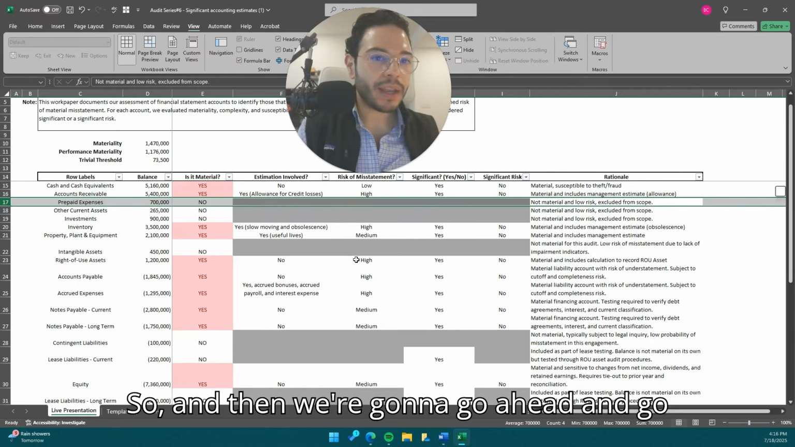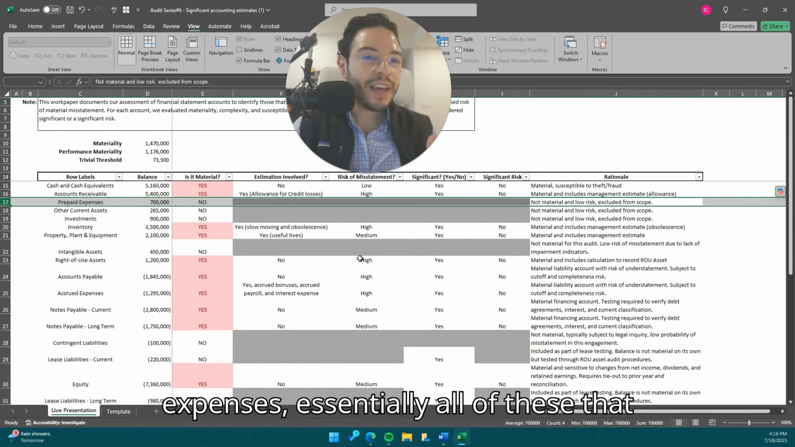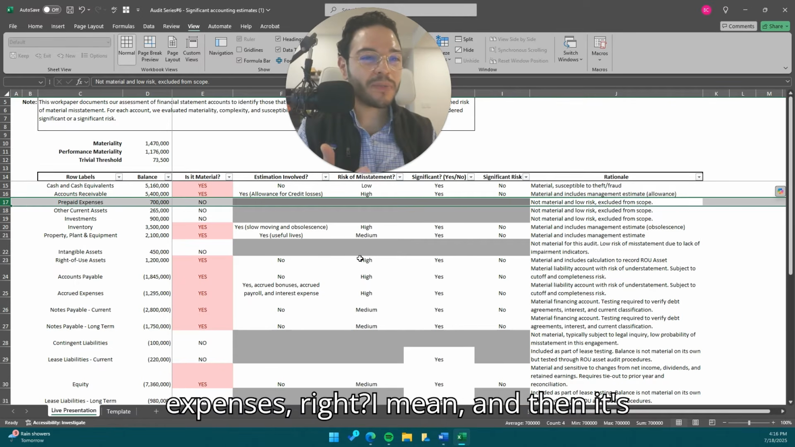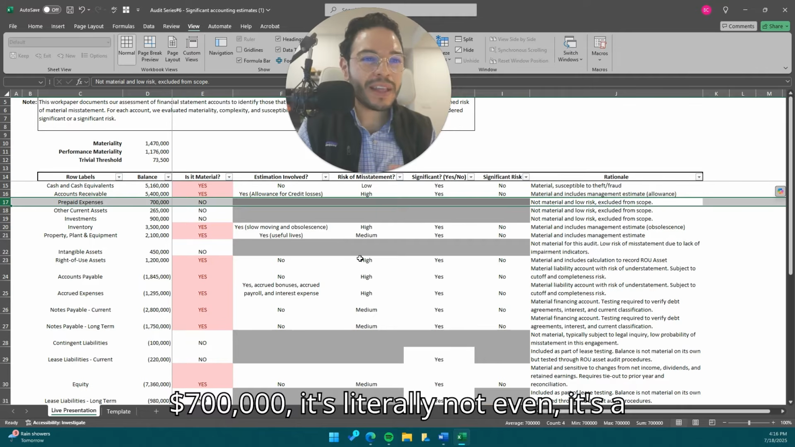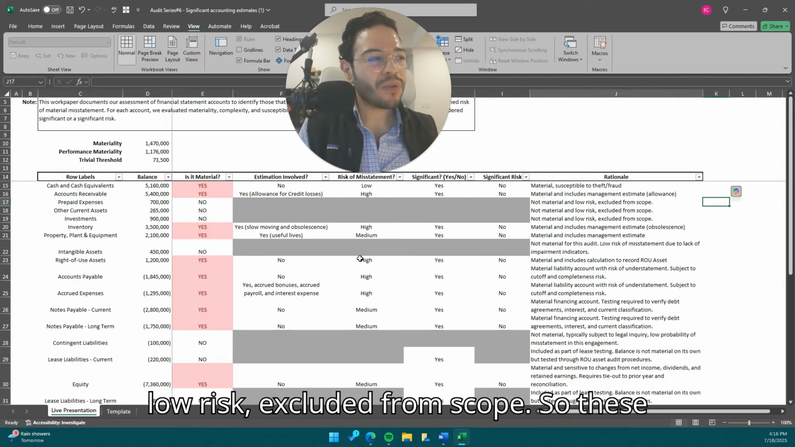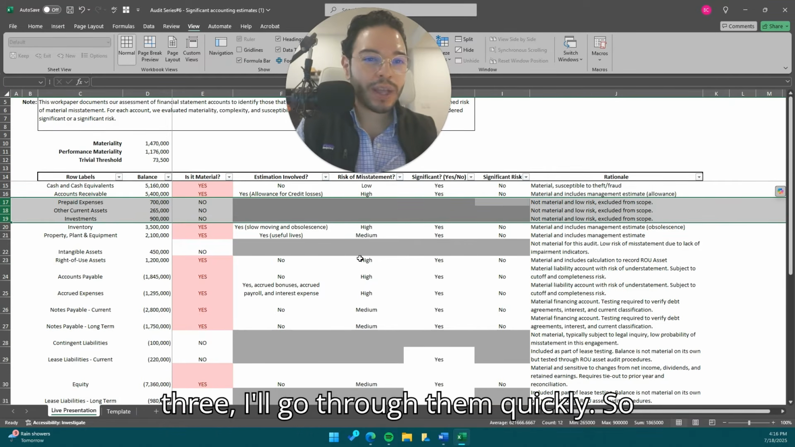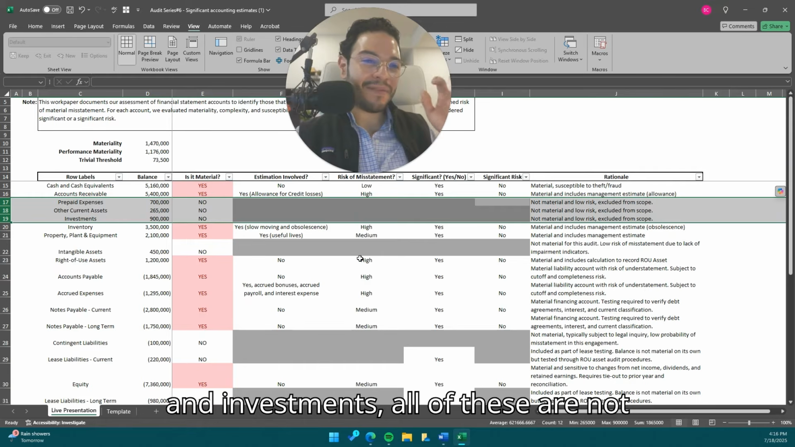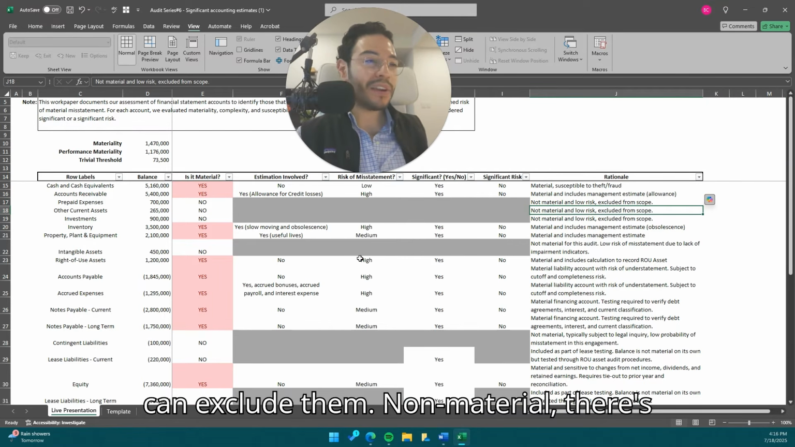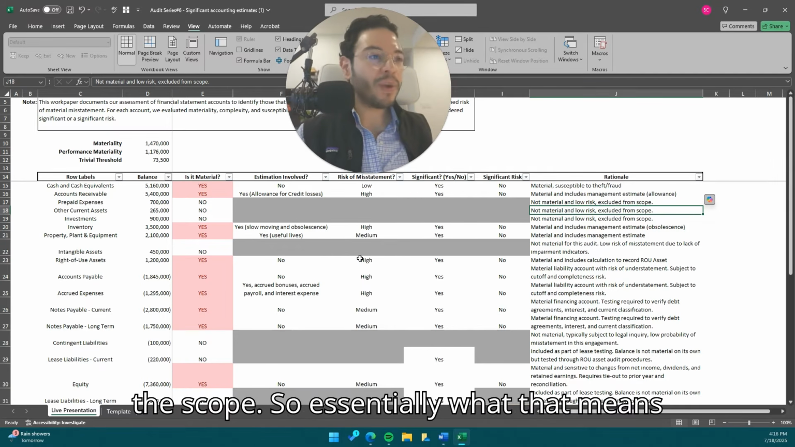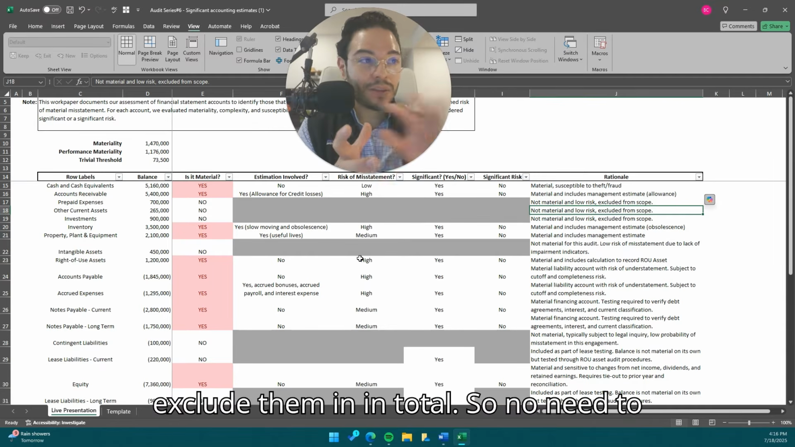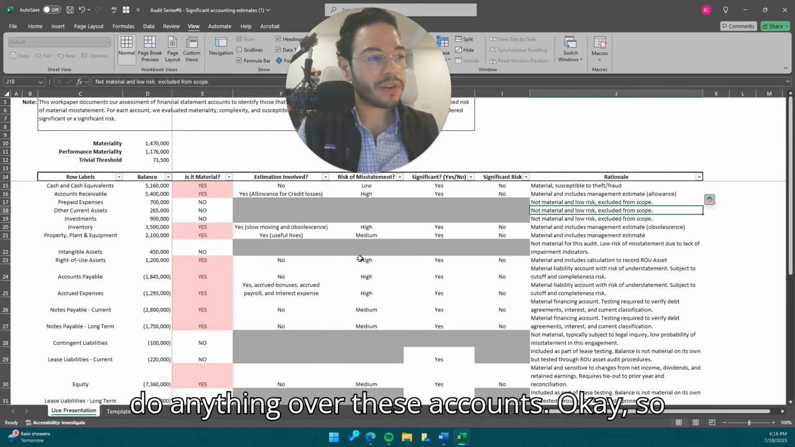So, and then we're going to go ahead and go over prepaid expenses. So prepaid expenses, essentially all of these that are not quantitatively material, there's not really a big risk with prepaid expenses, right? I mean, it's 700,000. It's a little bit more than half of our performance materiality, but overall, non-material, low risk, excluded from scope. So these three, I'll go through them quickly. So prepaid expenses, other current assets, and investments, all of these are not quantitatively material, and therefore you can exclude them. Non-material, there's low risk, and you can exclude them from the scope. So essentially what that means is we don't need to include these accounts in our testing. We can literally exclude them in total. So no need to do anything over these accounts.